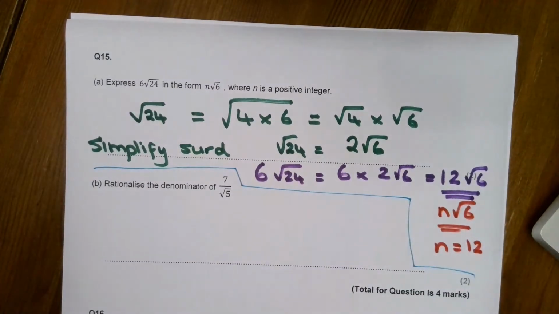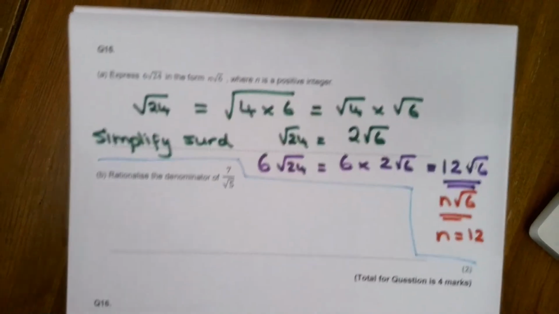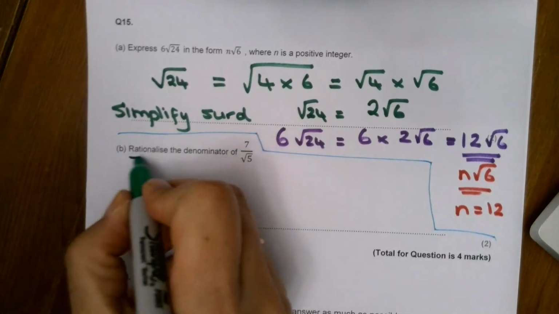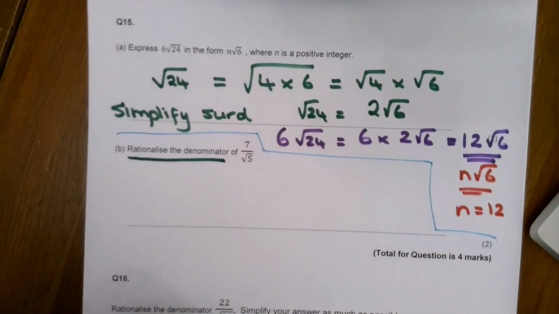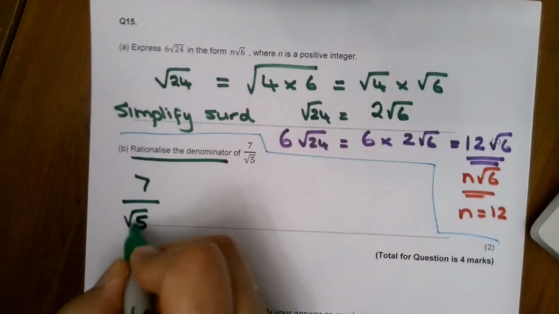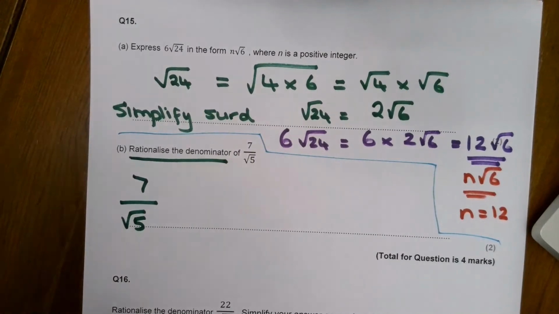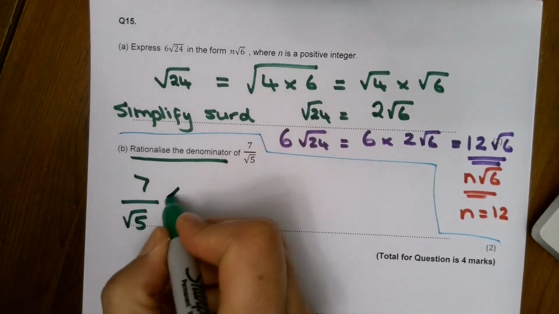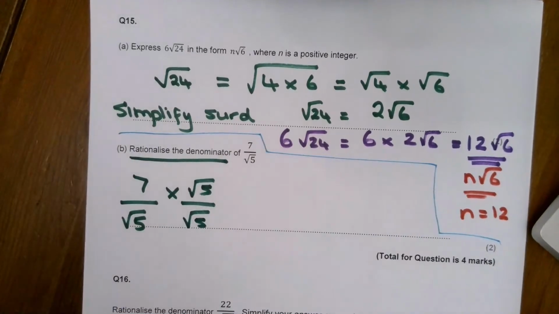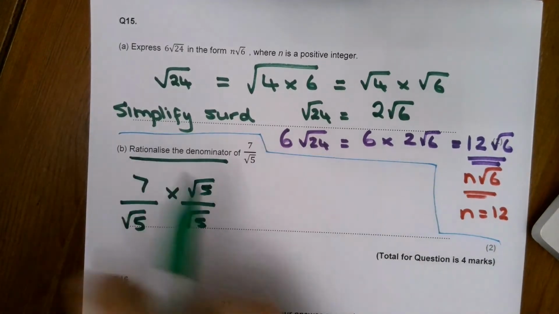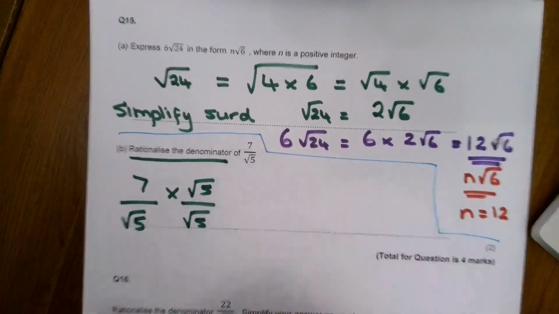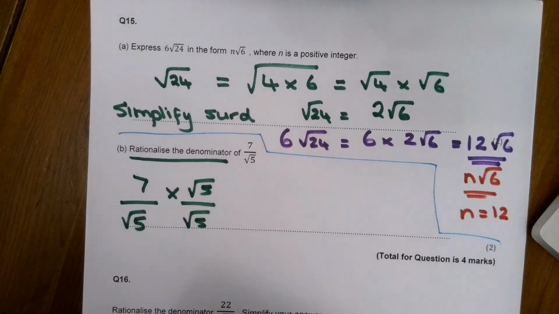Question B. Rationalise the denominator. What rationalise the denominator means is get rid of any square roots that's in the bottom of the fraction, in the denominator. And the way of doing that is timesing top and bottom by the square root of 5. Now, I'm not changing the number because root 5 divided by root 5 is just 1. So I'm just timesing by 1, so it doesn't change the fraction.